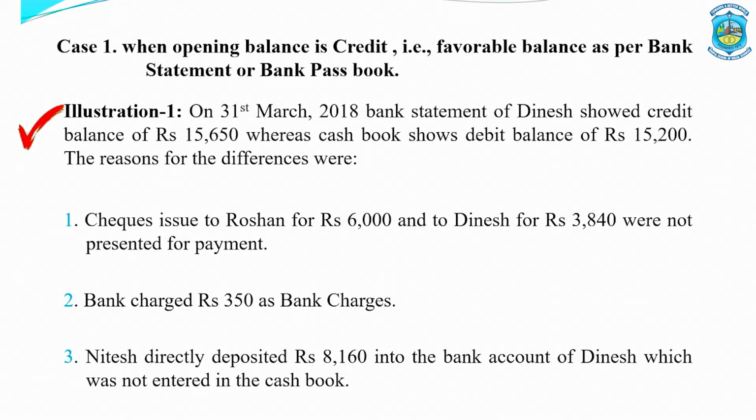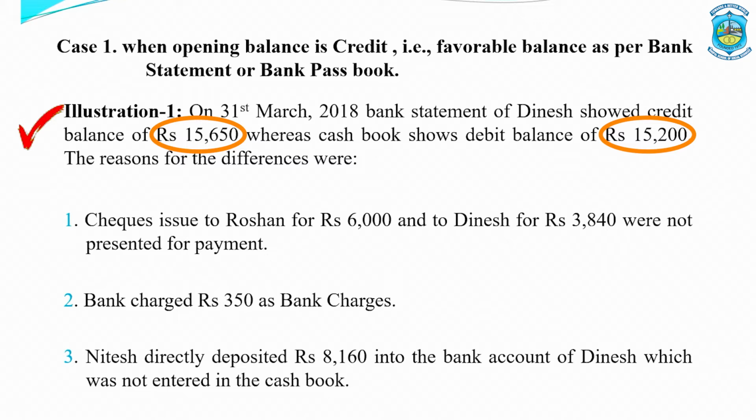On 31st March 2018, the bank statement of Dinesh showed a credit balance of rupees 15,650, whereas the cash book shows a debit balance of rupees 15,200. So both these balances are already given in this question. Here, a credit balance worth rupees 15,650 and a debit balance worth rupees 15,200 are given, and both the balances are from the point of view of the bank passbook or statement of bank.